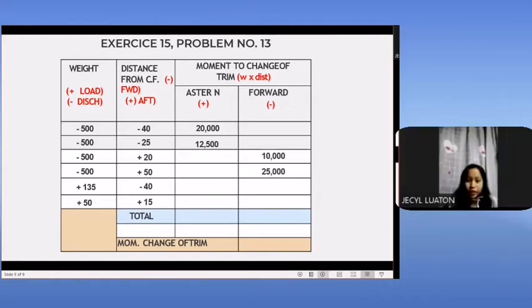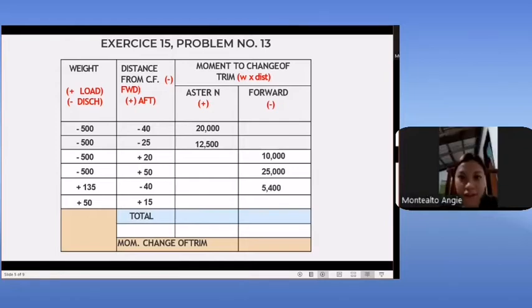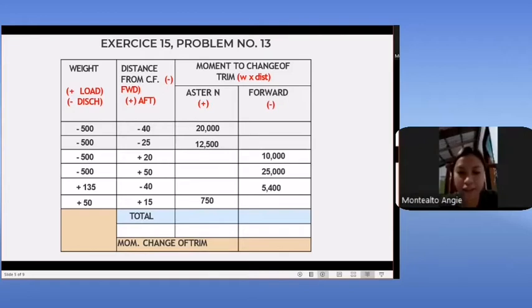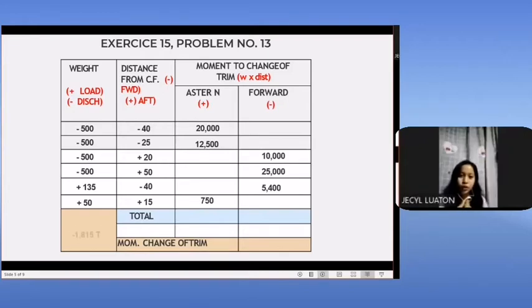Positive 135 times negative 40 is negative 5,400, so that is forward. Then positive 50 times positive 15 is 750, astern. The total for the weight or load discharge is negative 1,815 tons. Then the total of astern is 33,250.